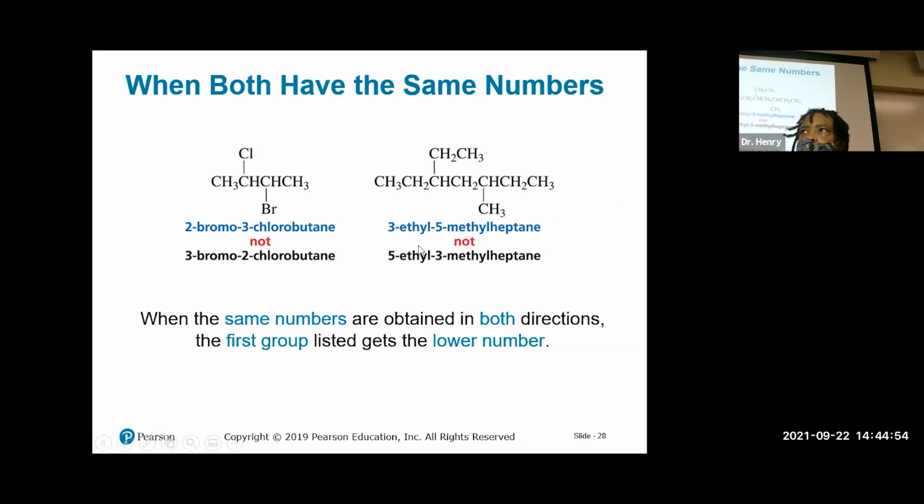Okay, so here I have the option of having ethyl or methyl. Who's going to have priority in this case? Why? Alphabetical order. That's right.